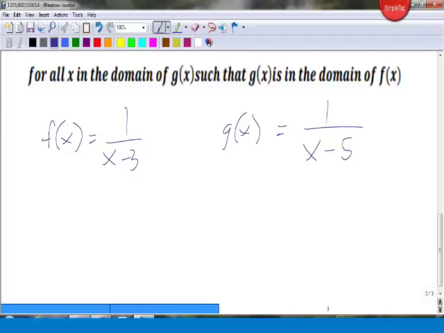Now, the one that's sometimes tricky to find is this. What number is g going to output that f is going to have a problem with? It's going to have a problem with 3. So here's the question. What number can we input to the g function so that we'll output a 3? Well, if we put in an 8, it'll output a 1/3. It's a little tricky. You might even have to write something down to get this.